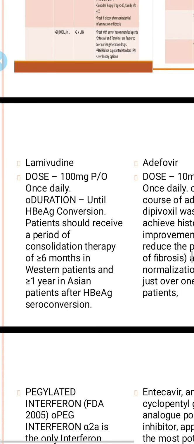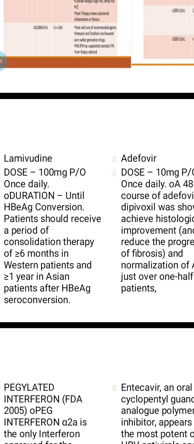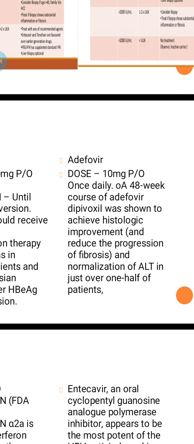Lamivudine dose is 100 milligrams per day, duration until HBeAg seroconversion. So the presence of HBeAg is an indicator of active viral replication. So until it is negative, we should continue the treatment. And patients should receive a period of consolidation therapy of more than 6 months in Western patients and greater than 1 year in Asian patients after HBeAg seroconversion. So even after HBeAg seroconversion, we need to treat for almost another 1 year.